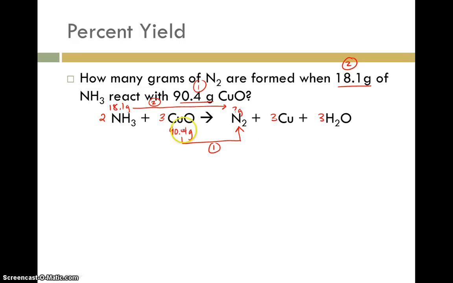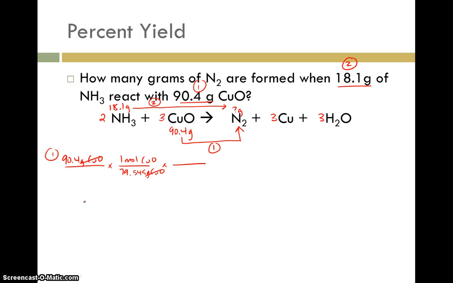So the first thing I'm going to do is see how much of my N2 gas I can make when my CuO reacts. So I'm going to start my calculation with my 90.4 grams of CuO, and because I'm starting in mass, the next thing I need to use is my molar mass. When I look at the periodic table, I'm going to add a Cu and an O together, and that's going to give me 79.545 grams. That's going to be equal to 1 mole of CuO. My grams cancel, and I'm left with moles of CuO.